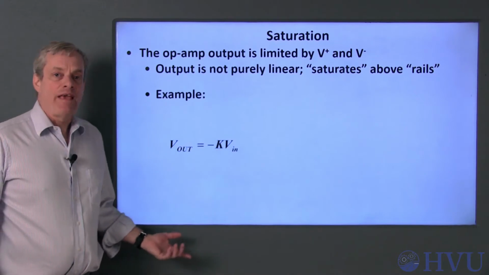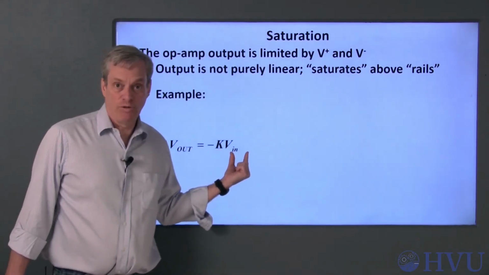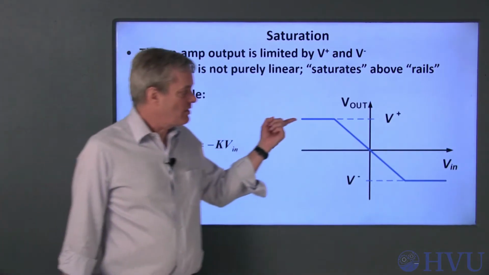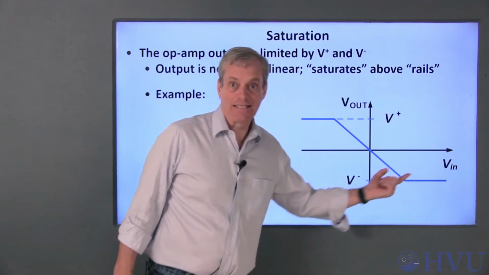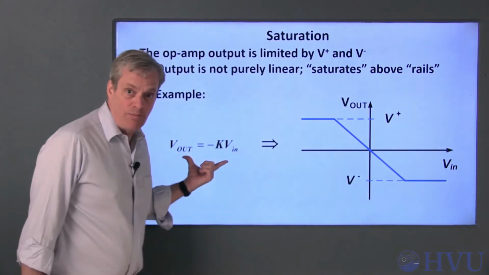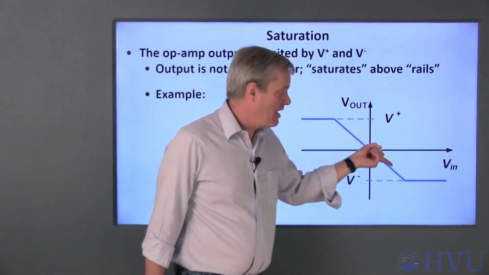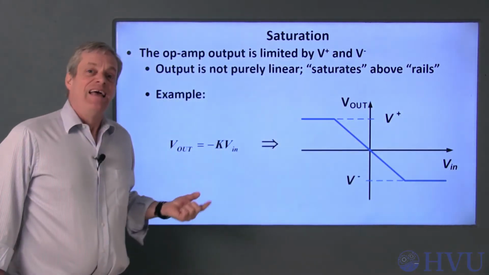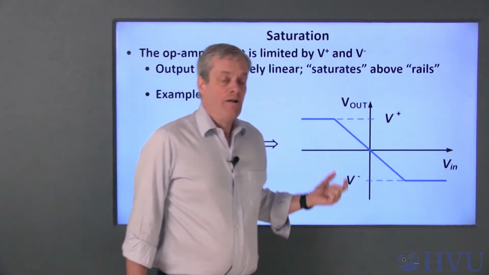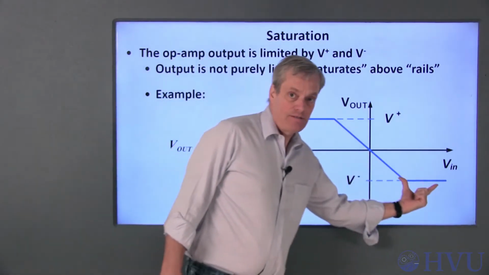In our example, the output is equal to the negative of a constant times the input voltage. If we plot the output voltage as a function of input voltage, we get a curve that looks like this. For small values of Vn, this relationship holds, and the plot of output versus input looks like a straight line with a negative slope. If the input voltage is increased beyond a certain value, though, the rails limit the output voltage and the amplifier saturates.